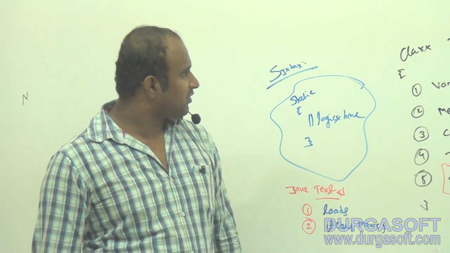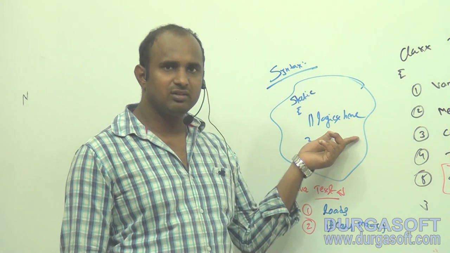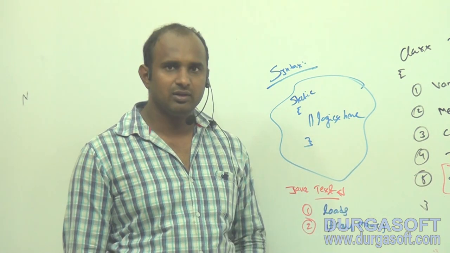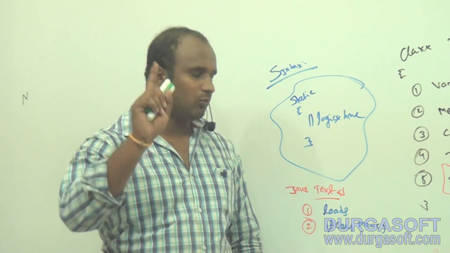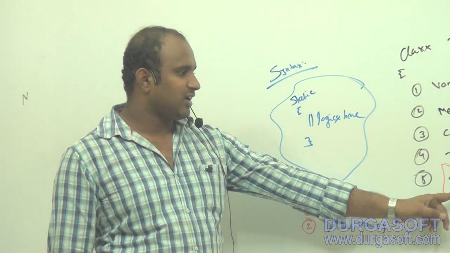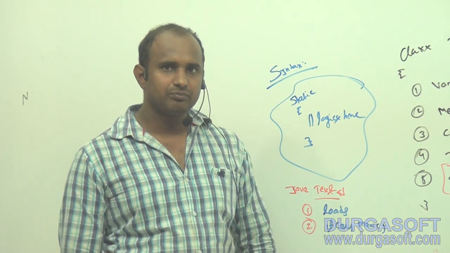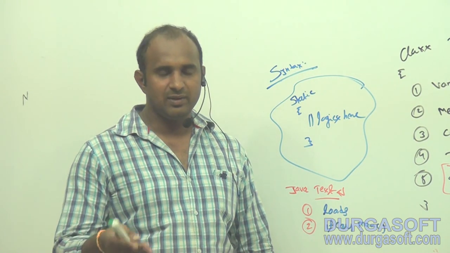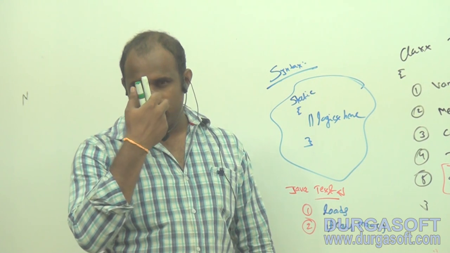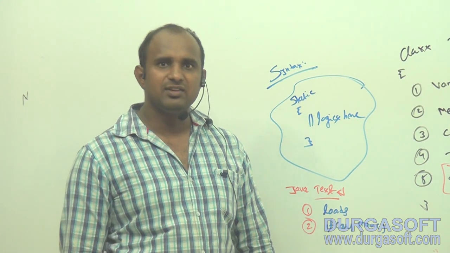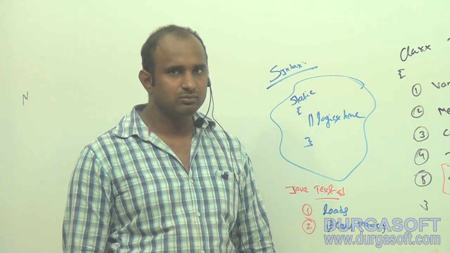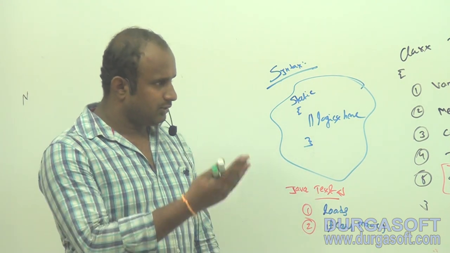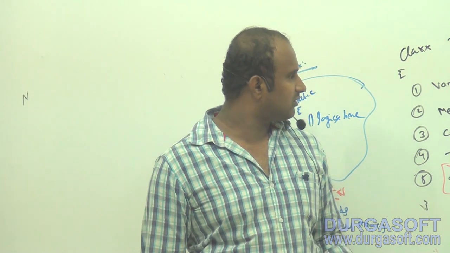So tell me, what is the purpose of static blocks here? To write the logics. These logics are executed at class loading. How many times is the class loaded? One time. How many times are the class static blocks executed? Only one time. Instance blocks execution depends on object creation. If I am creating 10 objects, it means 10 times instance blocks will be executed, right? Good. So this is the information about the static blocks.